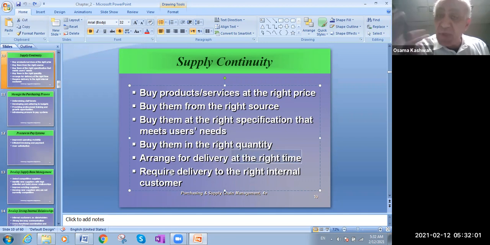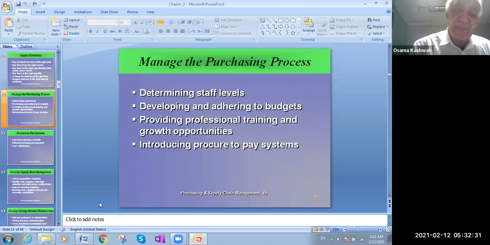and with the right costs, of course. The right cost means the lowest possible cost. Always, one of the main objectives of the supply chain is to work effectively and efficiently within the minimum costs, okay? The minimum costs. So there is no wasting of the resources. Require delivery to the right internal customer. And this is another point.